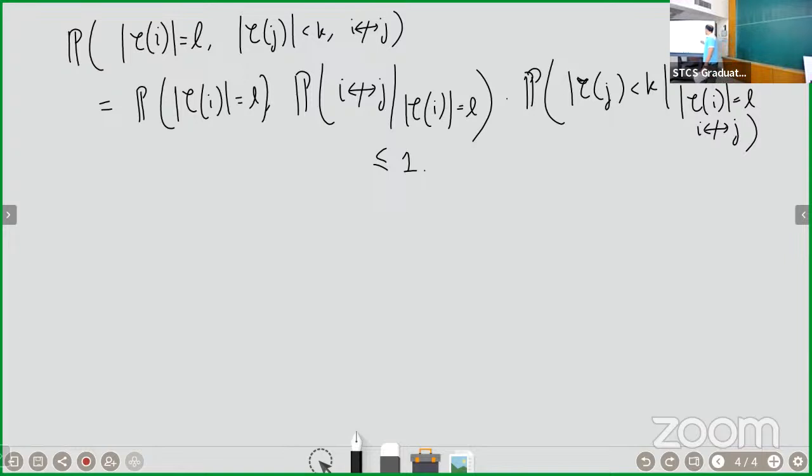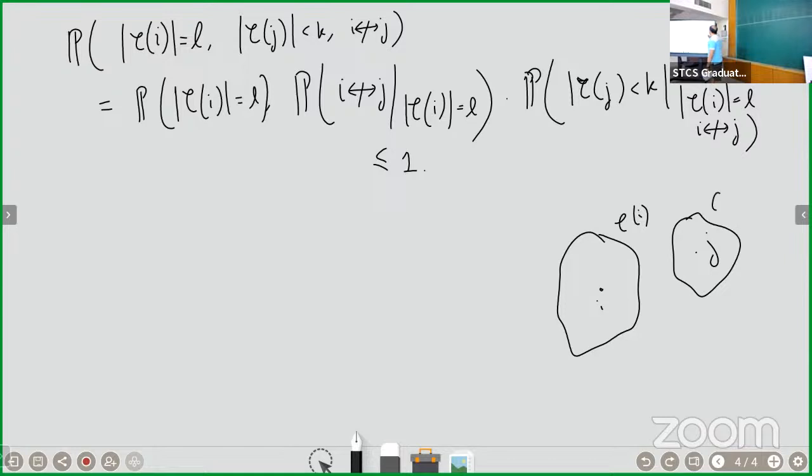So there is some I whose connected component is C of I, and size is L. There is J whose connected component size is less than k, but I and J are not connected. So that means it is some other thing which has no common edge going through. That's all it is. Because if you have any common edge, then it will connect.